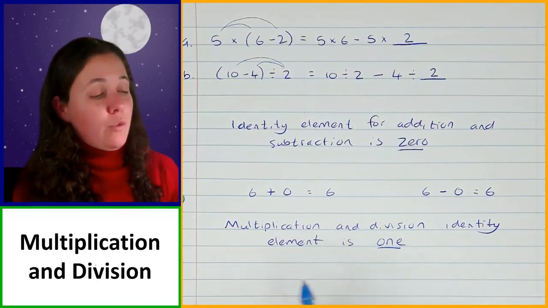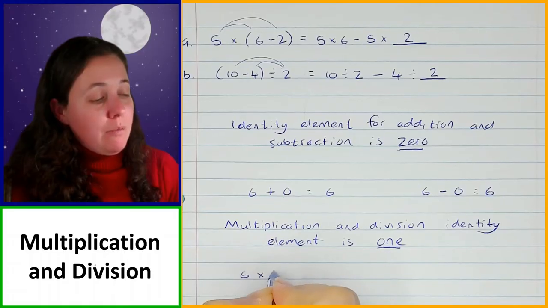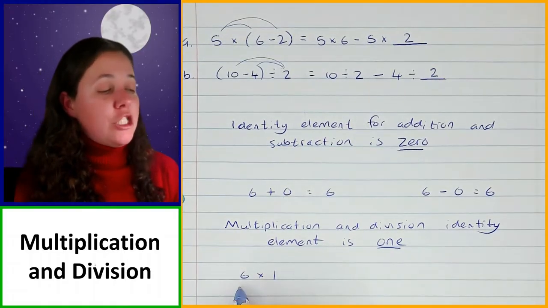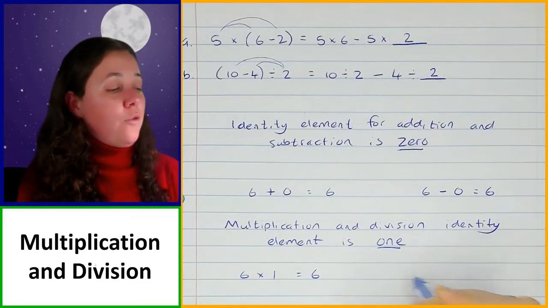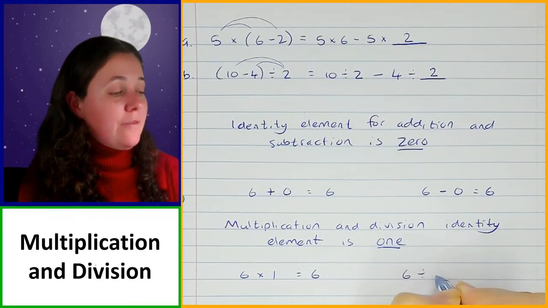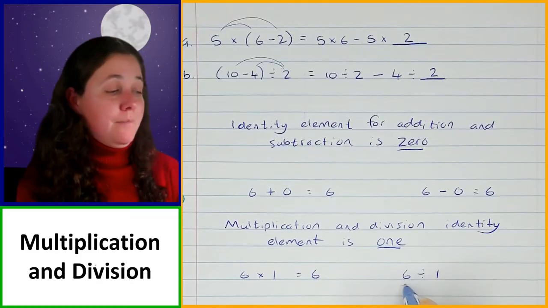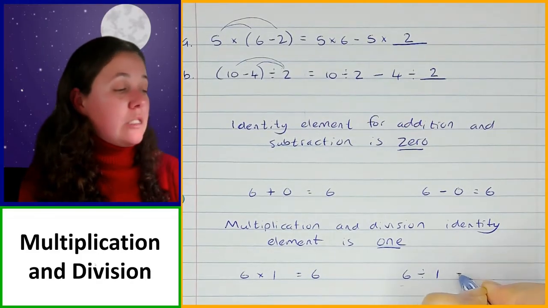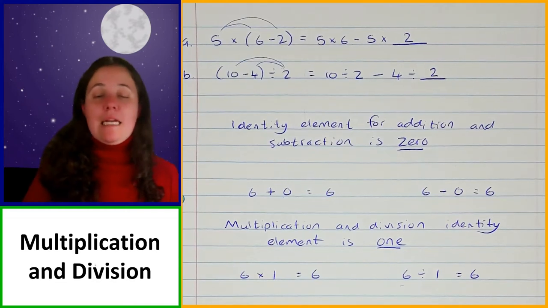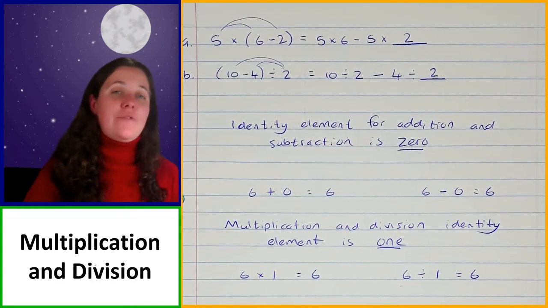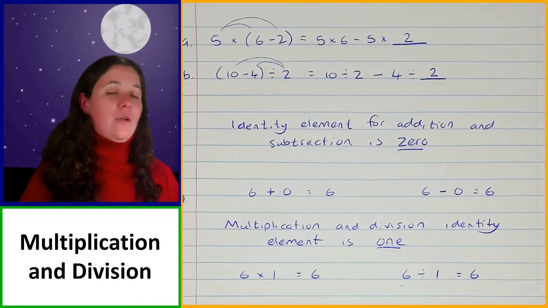Because if you think about multiplication, you can say 6 multiplied by 1, and it's not going to change the value of the 6, it will still be equal to 6. And for division, I can say 6 divided by 1, and again, it won't change the value of the 6, it will still equal 6. So our identity element for multiplication and division is the number 1. Okay.